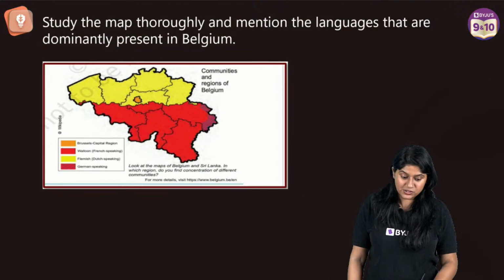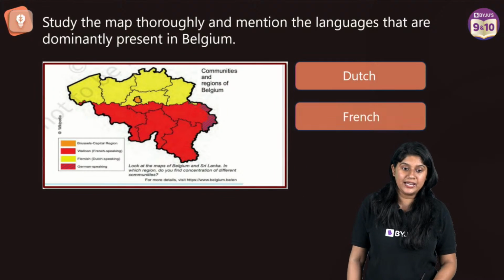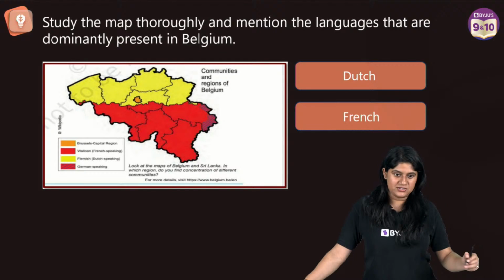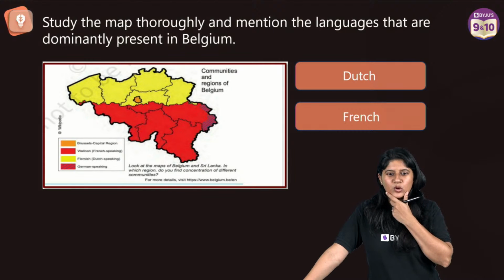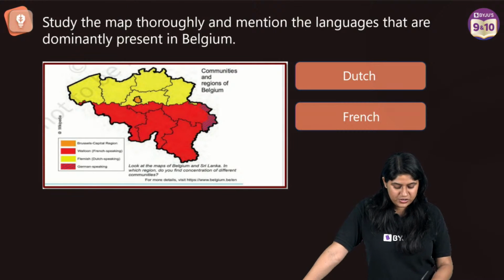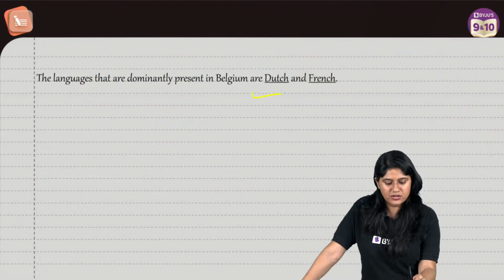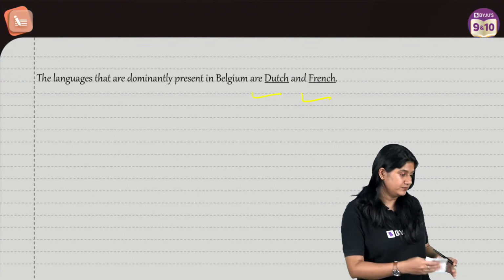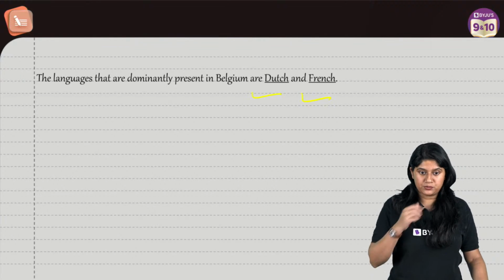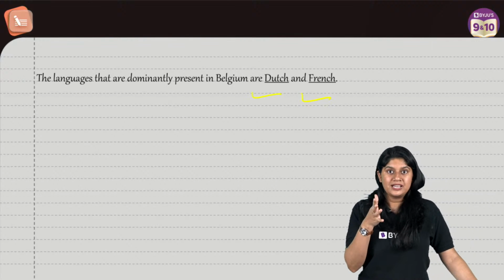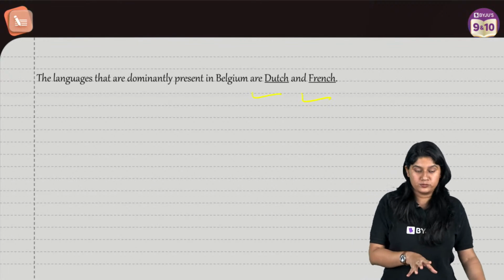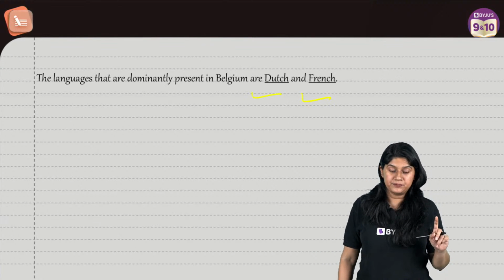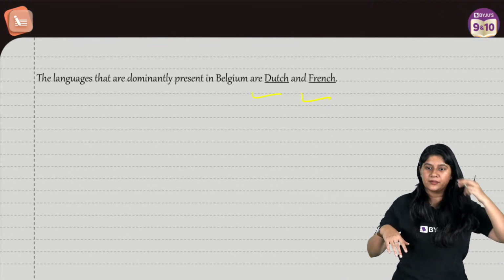So the correct answer to this question will be Dutch and French. Yes, Wallonia, absolutely correct. The correct answer over here is Dutch and French. These are the two languages which are dominating. Of course, we have German also, but it's not the dominating language. We have these two. It's not Germany, okay.